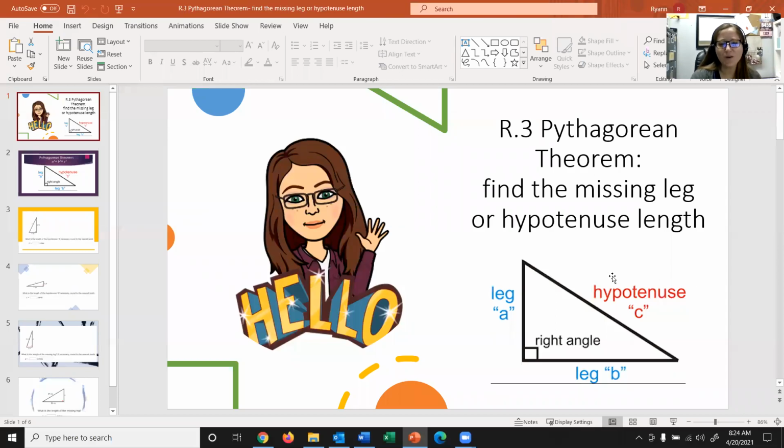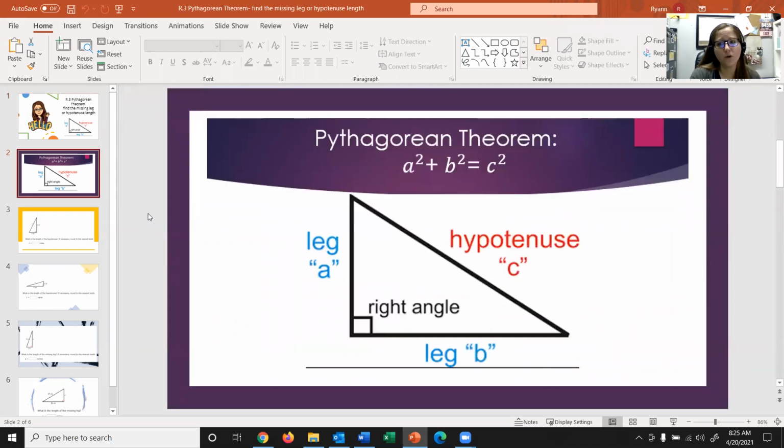Hello. So we are going to look at the IXL assignment R3 on the Pythagorean theorem, which is finding the missing leg or hypotenuse length. Before we begin, it's important to notate what the formula for the Pythagorean theorem is. And the formula is always going to be a squared plus b squared is equal to c squared.